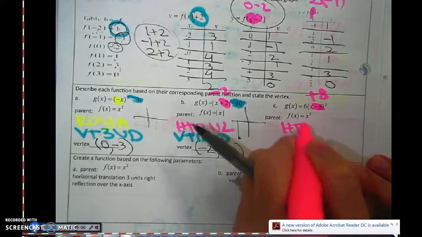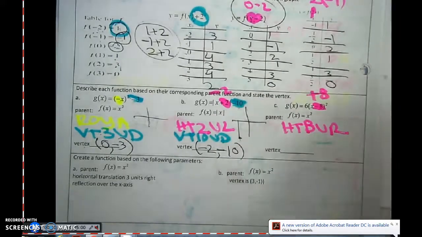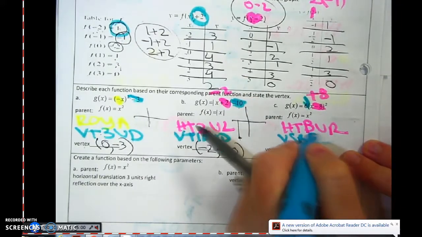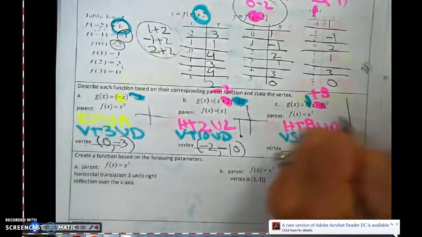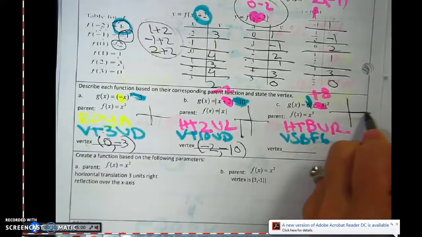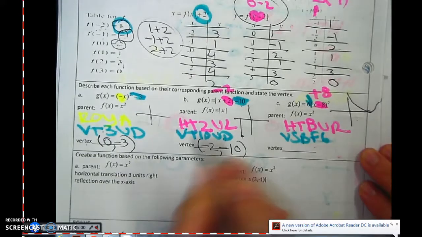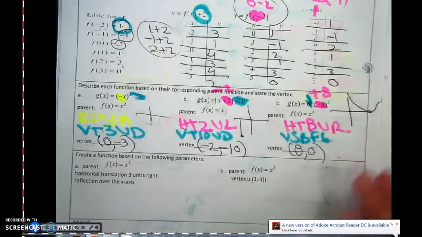Horizontal translation, 8 units right. Vertical stretch by a factor of 6. So if I had this and I started here, and I went 8 to the right, and then I stretched it, stretching it doesn't change my vertex, so that's 8, 0.